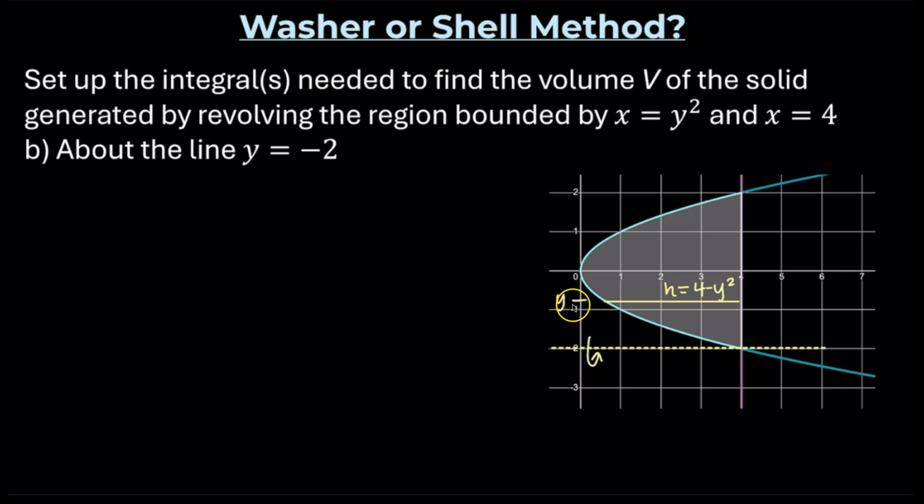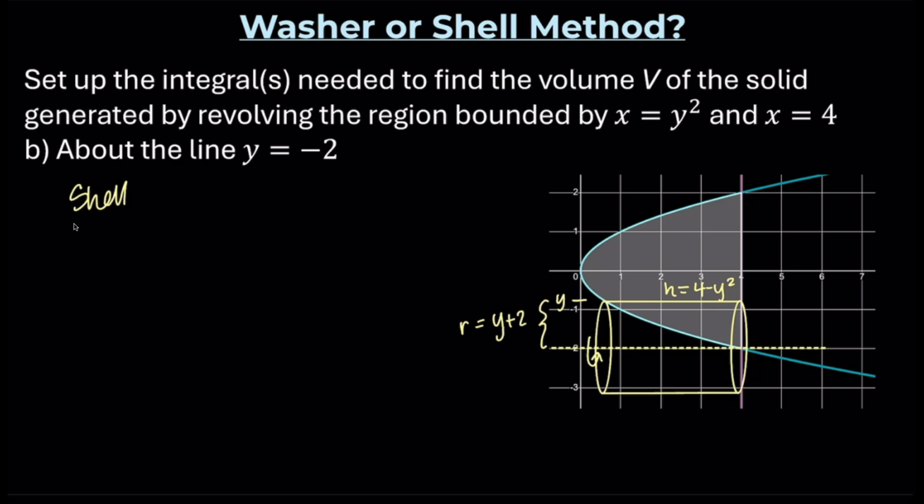And then the radius of my shell is going to be this distance here, which we can find doing top minus bottom. So y minus -2 is y plus 2. So that's going to be the radius of my shell. Now let's draw that sample shell. So here's my shell. It's still that hollowed out cylinder, but now it's lying on its side. And we can go ahead and set up our shell method.